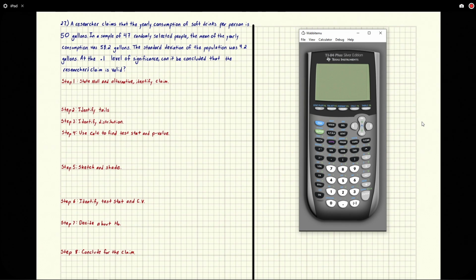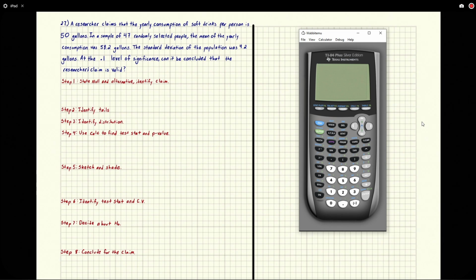In a sample of 47 randomly selected people, the mean of the yearly consumption was 58.2 gallons. The standard deviation of the population was 4.2 gallons. At the 0.1 level of significance, can it be concluded that the researcher's claim is valid?